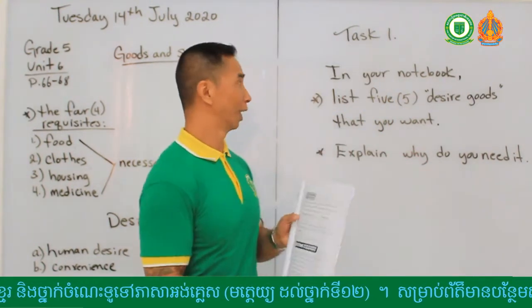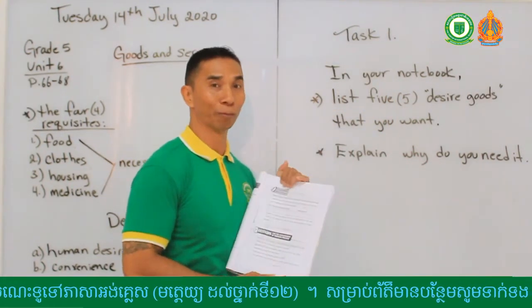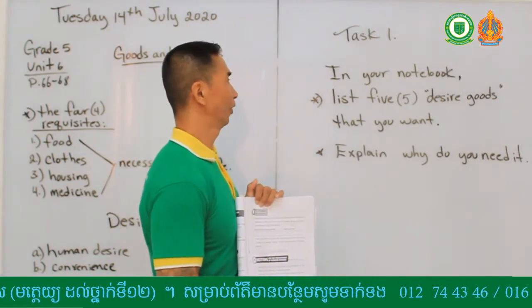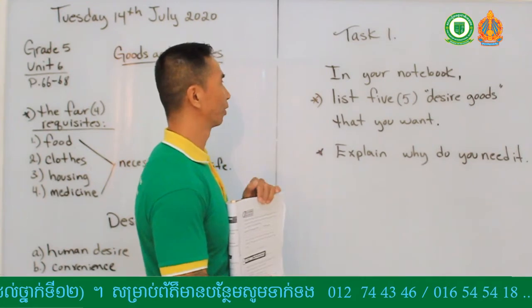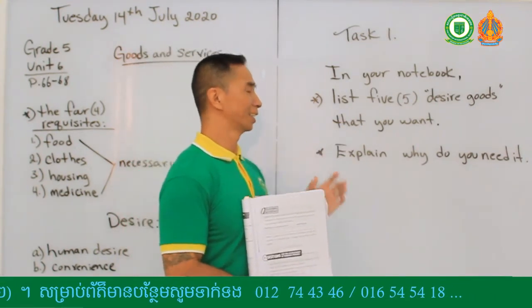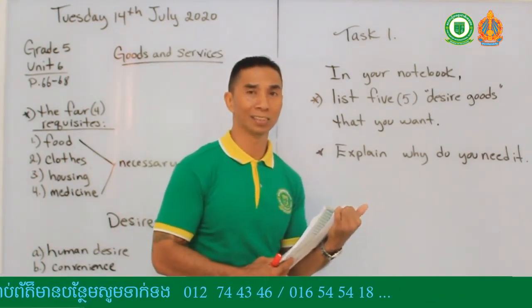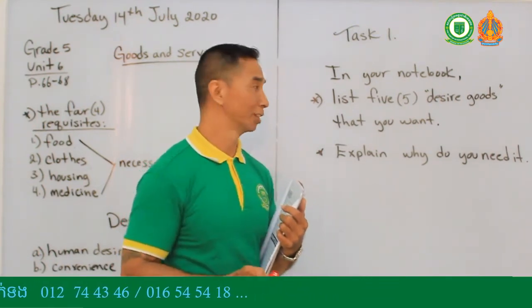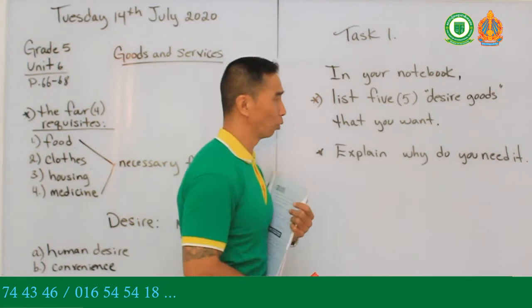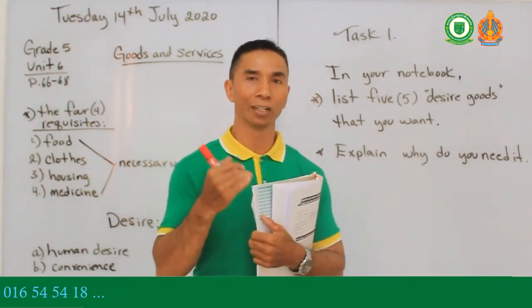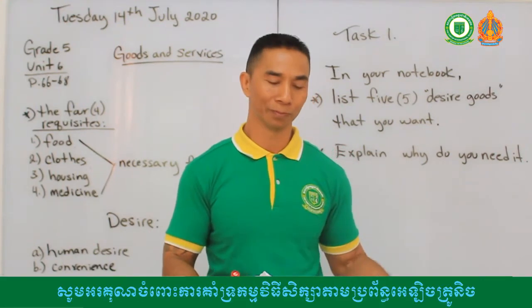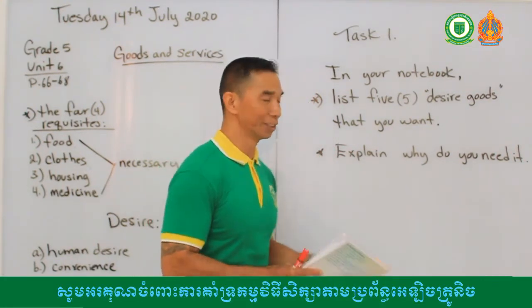Okay, now we will come to our first task, which will help explain more about the benefits of your desire. On your first task, I want you to, in your notebook, list 5 desires that you want. So what desires do you want? A car, a phone, or something else? And explain to me, why do you need it? Why do you need a car? Why do you need a phone? Or why do you want a motorcycle? So these are all your options to write.